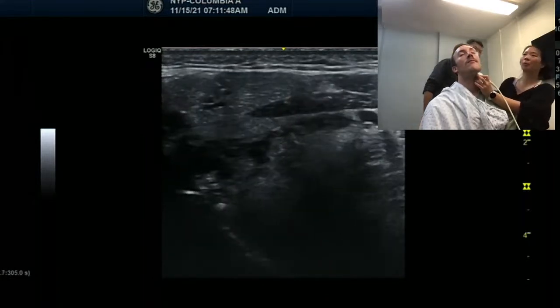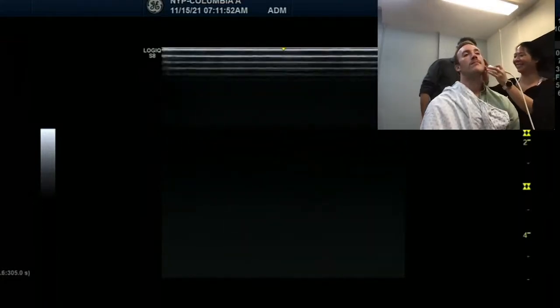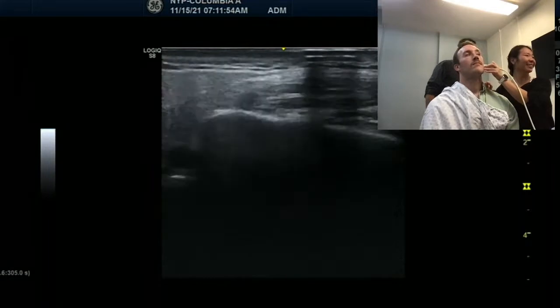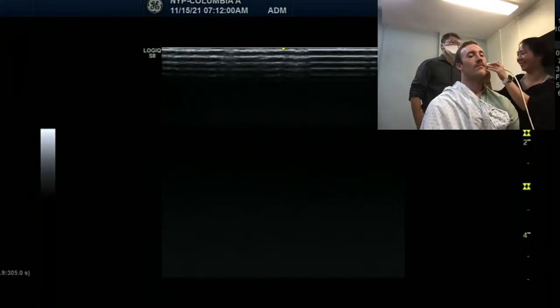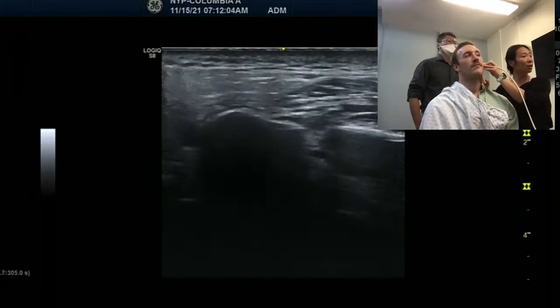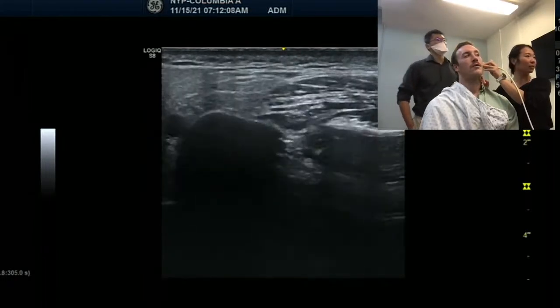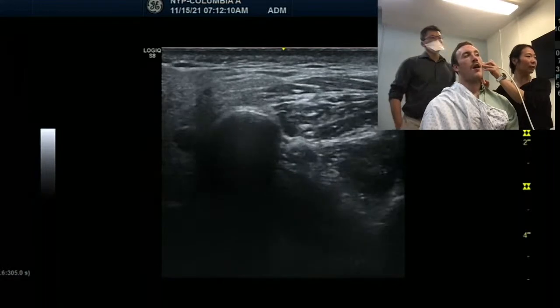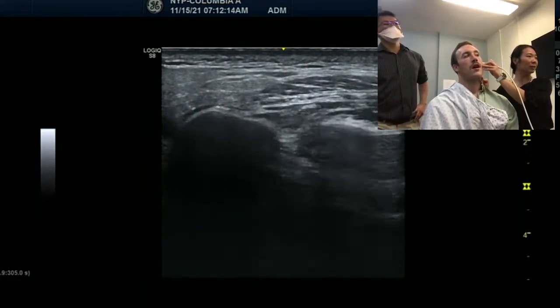If you go between the condylar process and the coronoid process, you can get the masseter, and then deep to that is the lateral pterygoid. That's lateral pterygoid. Yeah, in between here.